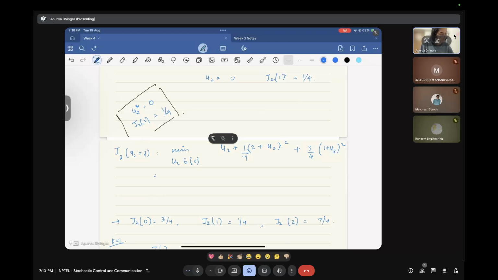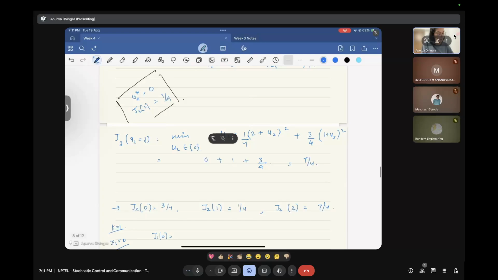So, right. This is just 1, this is 3/4. So these are the three j values we got. These are the optimal j values, and we got all of them for u2 equal to 0. So that's the general point here.